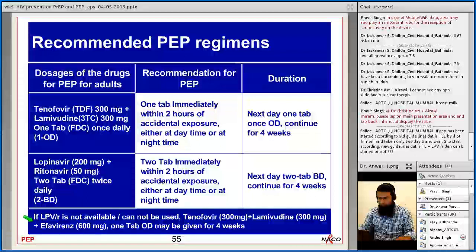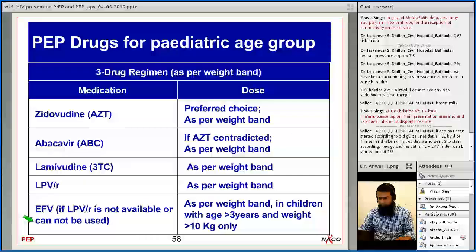Next day 2 tablets BD and continue for 4 weeks. So this is how it is given. And if lopinavir ritonavir is not available for some reason at some of the facilities, then TLE can still be given for 4 weeks.